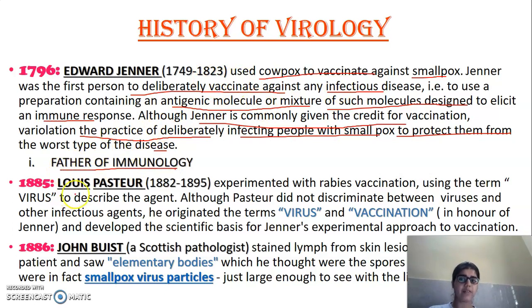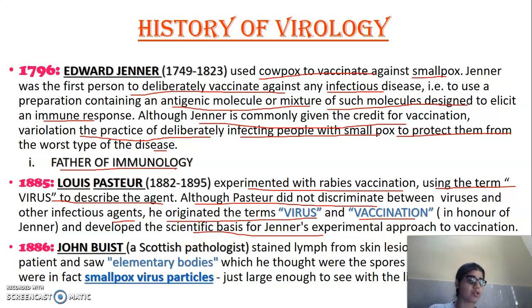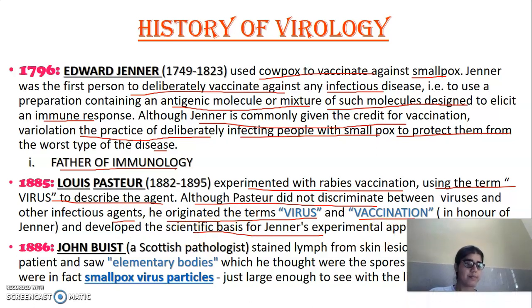In 1885, Louis Pasteur experimented with rabies vaccination, using the term virus to describe the agents of rabies. Although Pasteur did not discriminate between viruses and other infectious agents, Louis Pasteur originated the term vaccination in honor of Jenner and developed the scientific basis for Jenner's experimental approach to vaccination.